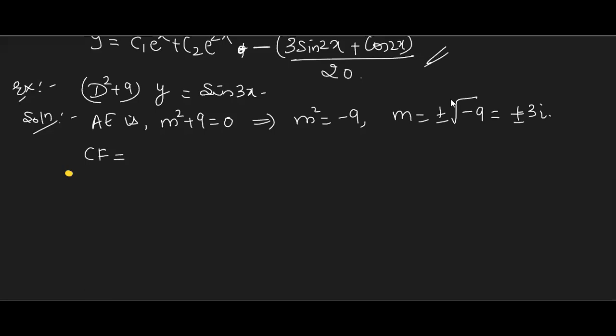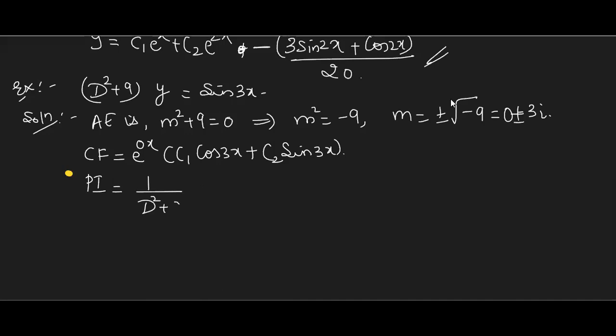What is CF? How do you get it? Real part is 0. E raised to 0x. C1 cos of 3x plus C2 sin of 3x. Am I correct? Say either yes or no.